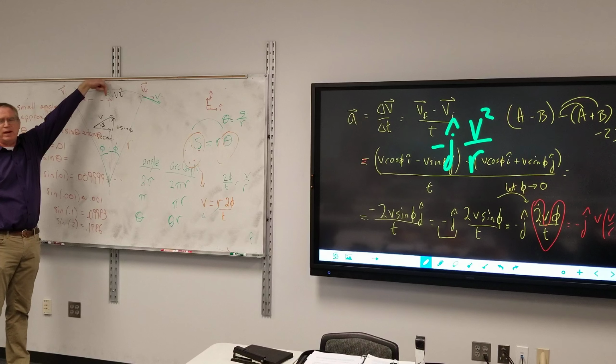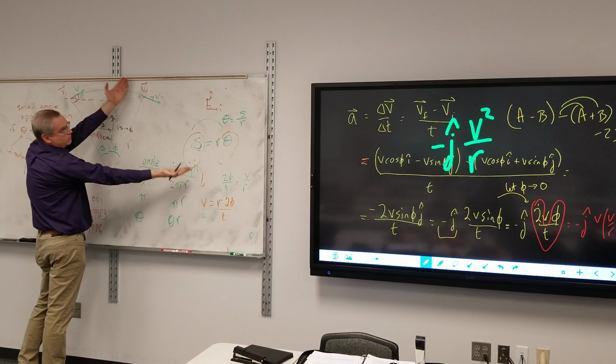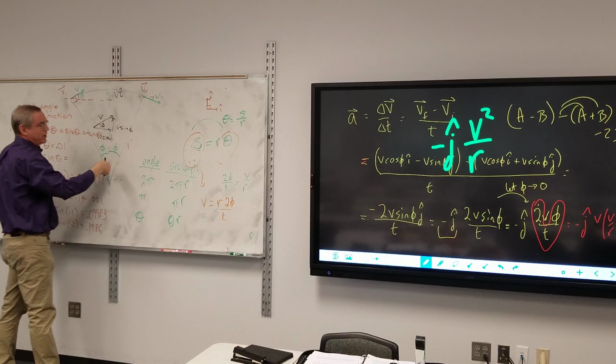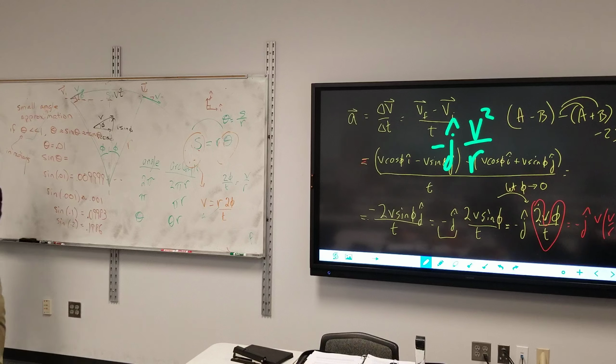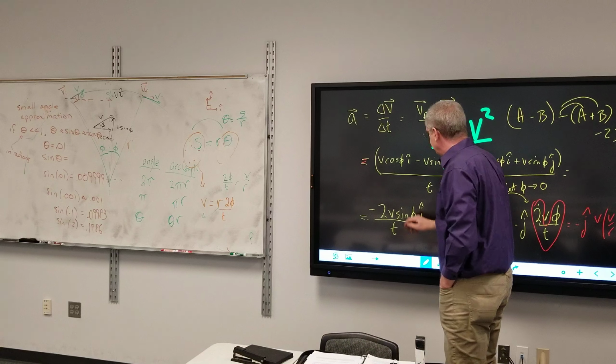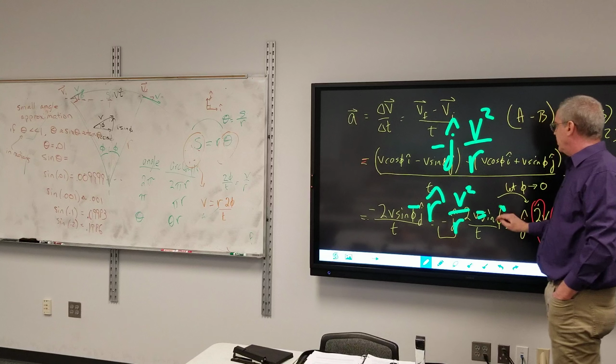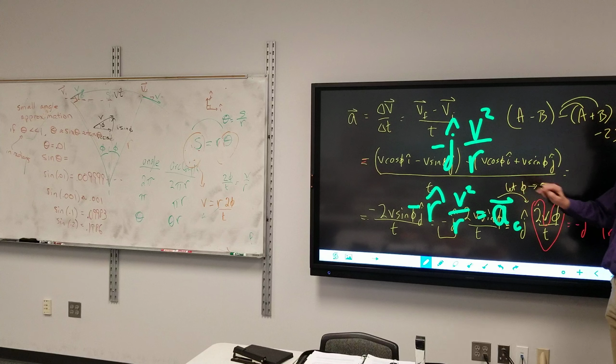Well, I can set up my coordinate axes any way I want to, so if I want to figure out the acceleration there, I can just go through the exact same process. It's always going to point towards the center. So in general, negative r hat v squared over r, and that is the formula for centripetal acceleration.